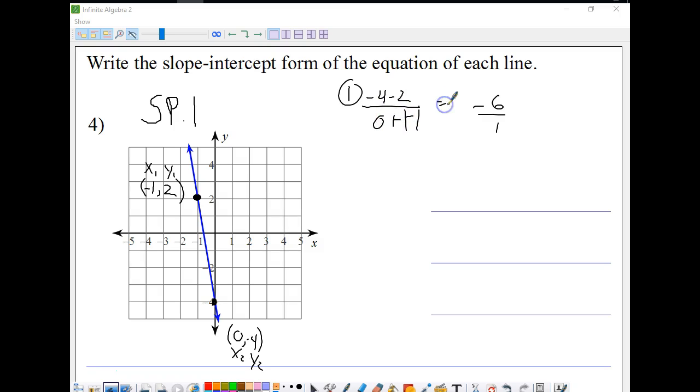Double negatives become positive. That makes 1. -4 take away 2 is -6. There's your slope. Had a few people ask some questions about the second step. Second step is to find your y-intercept. So John, what's our y-intercept? John Chavez. That's right. The y-intercept is where it touches the y-axis, right? So once you've got your y-intercept, you've got your slope, you're ready to write that equation.